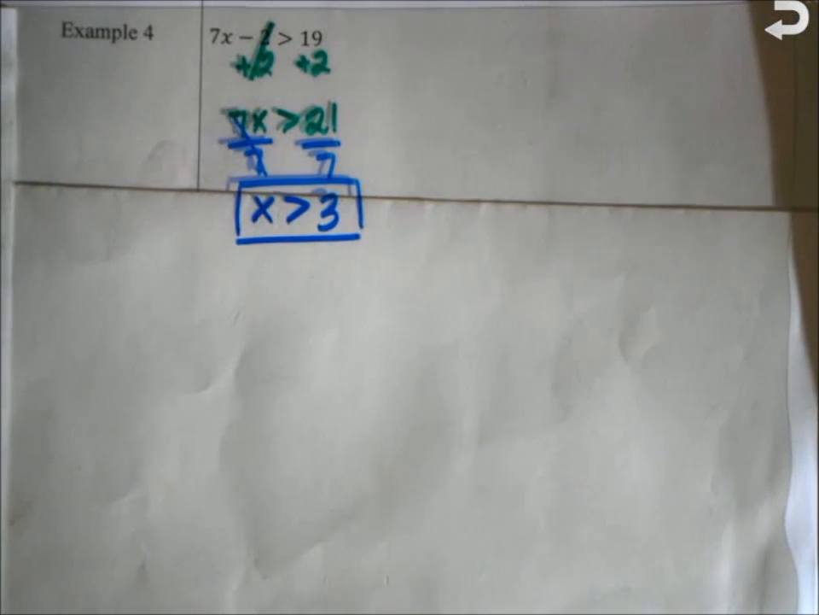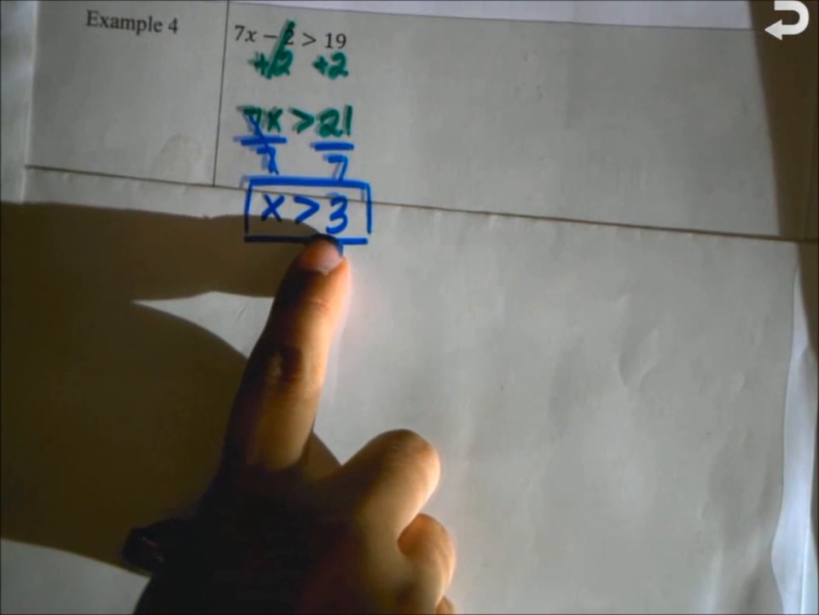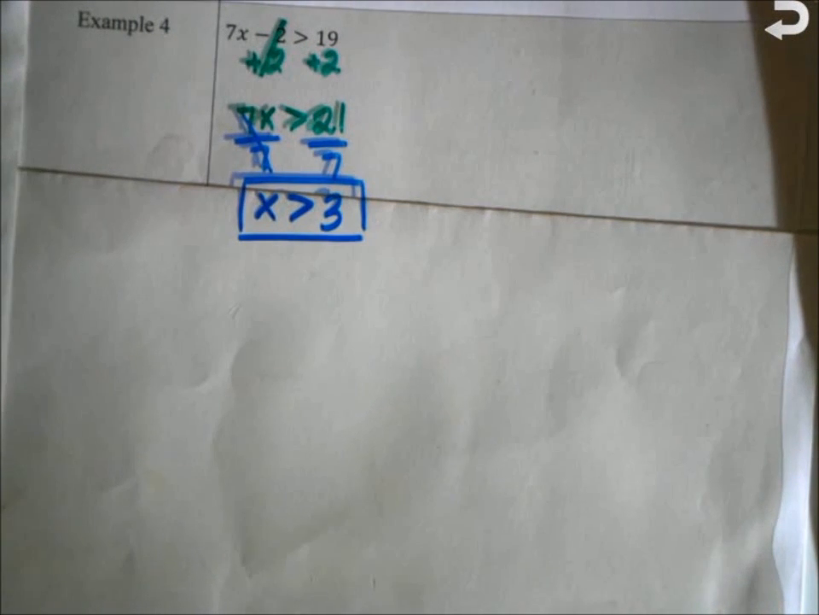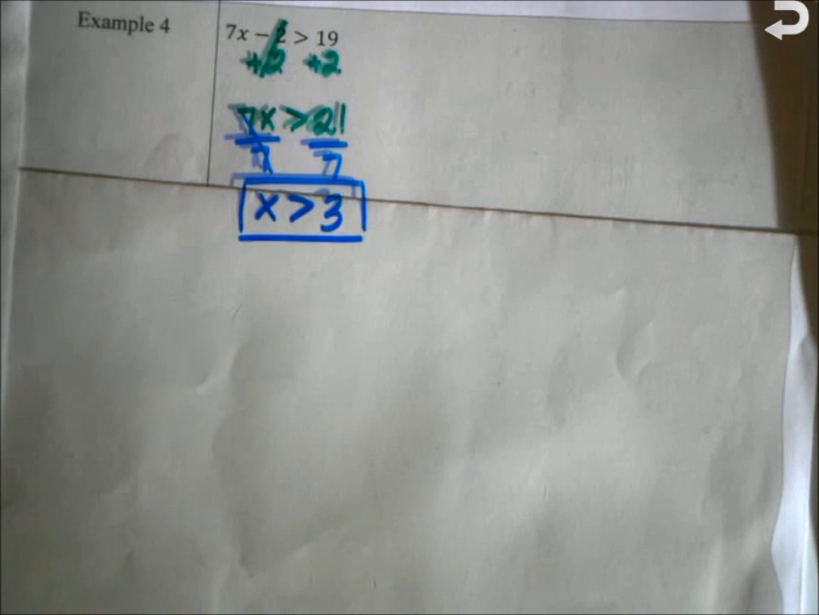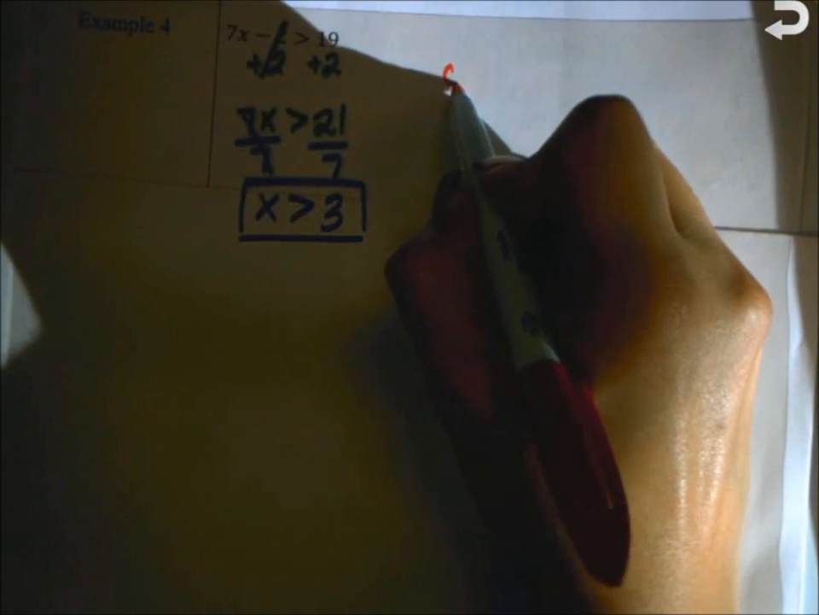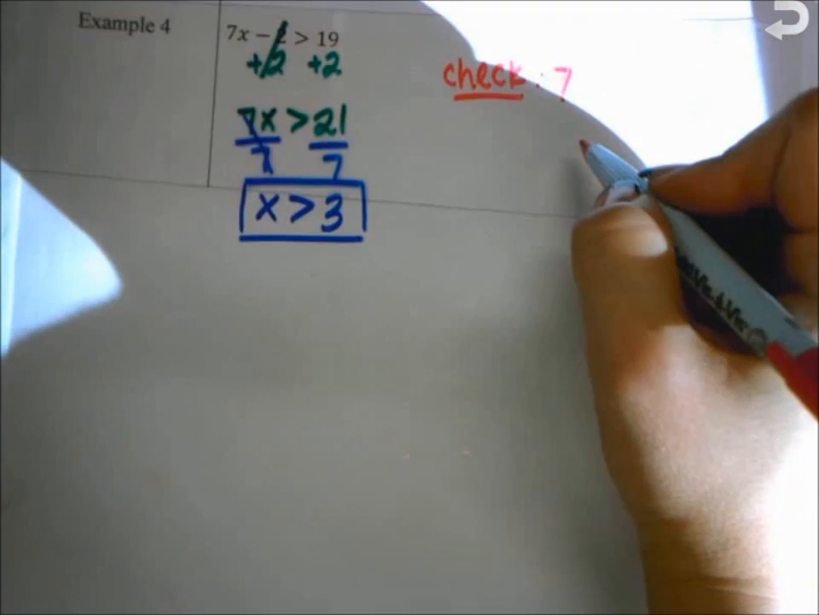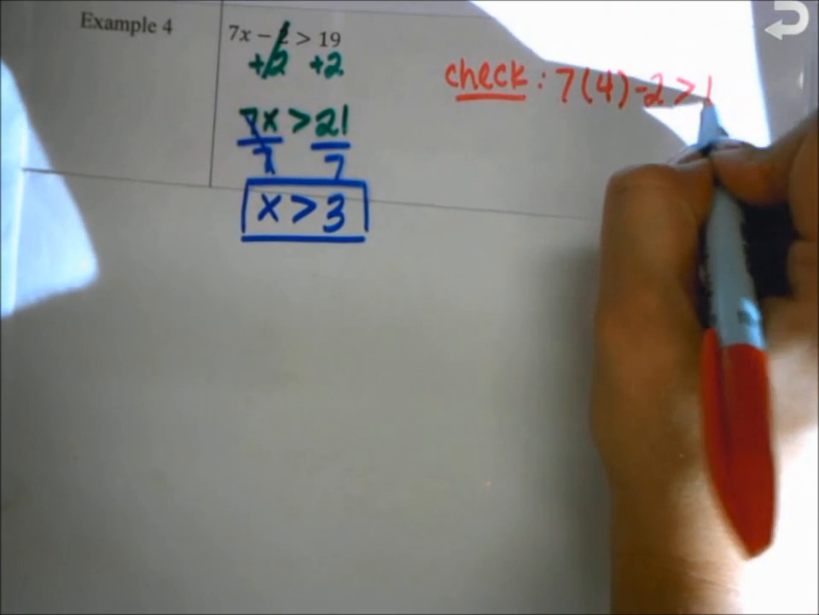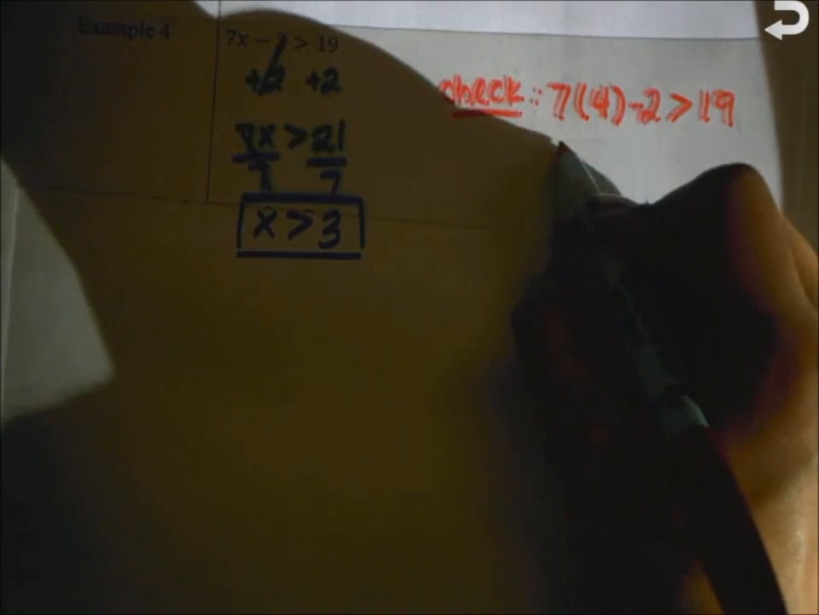5? How about 4? I always like to go one bigger or smaller because that's as close to 3 as we can get. Marco said 5, but I'm going to use 4 because it's even closer to 3. So we would have 7 times 4 minus 2, and we want that to be greater than 19. 7 times 4 gives me 28, minus 2 is 26, greater than 19. Is that a true statement? Yes, it is. So we did get the correct answer.